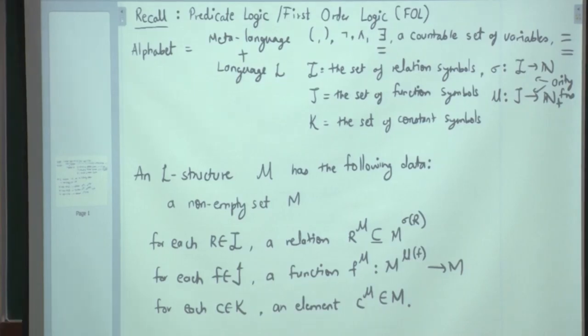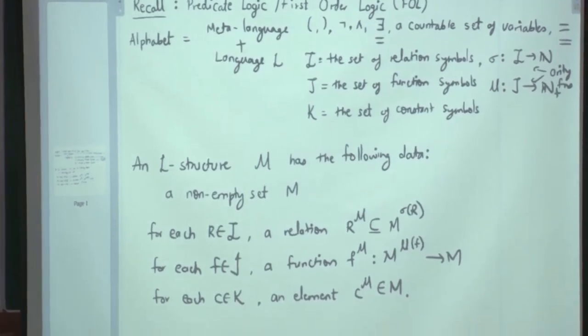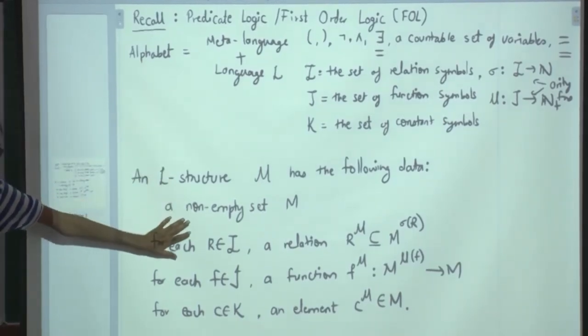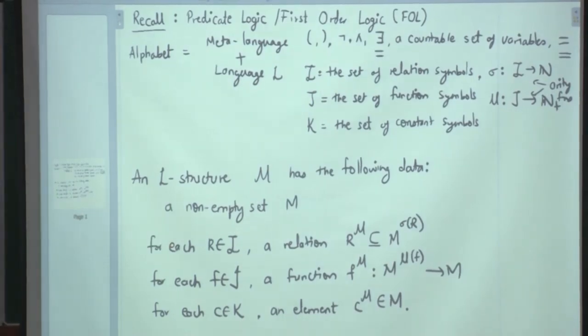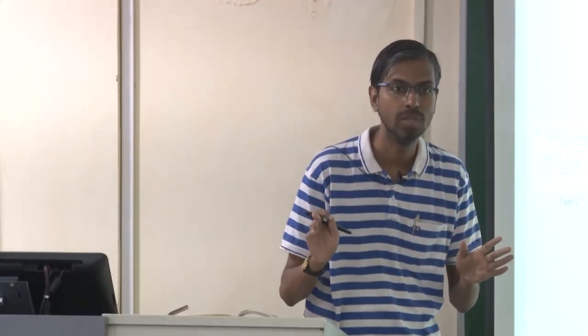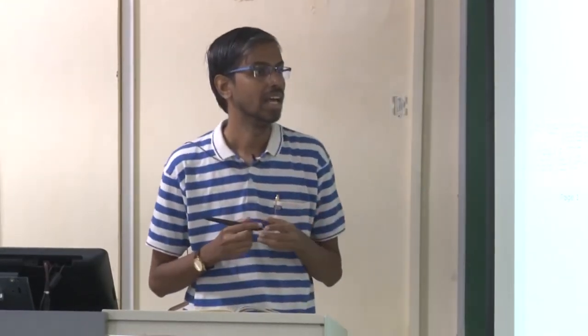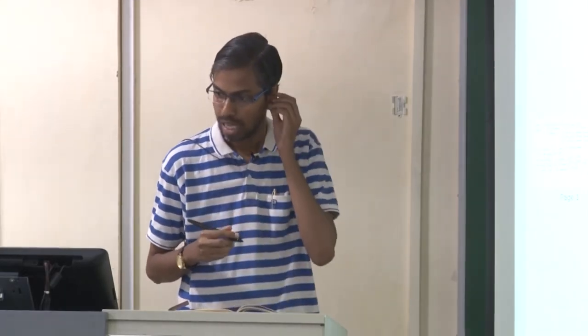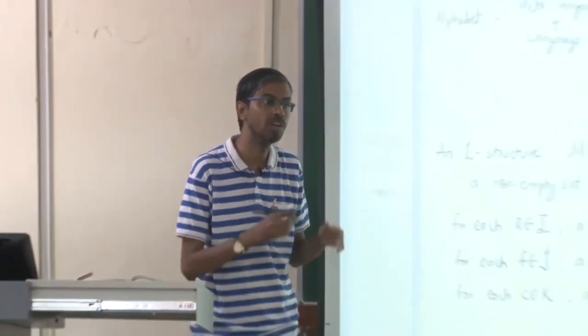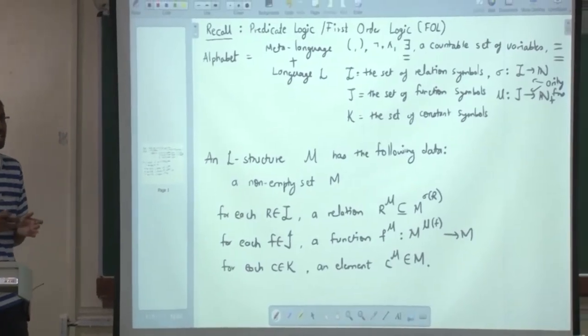So, an L structure. This was the syntax part. This is our alphabet for writing things, but now we have to make sense of them. On the semantics part, we have an L structure curly M, which consists of a non-empty set M. The curly M denotes the structure, and the underlying universe is never denoted by curly M. It's always denoted by the corresponding uppercase Roman letter. For each relation symbol R, R^M is a subset of M to the appropriate power. If it is binary, then M squared. If it is unary, then M.